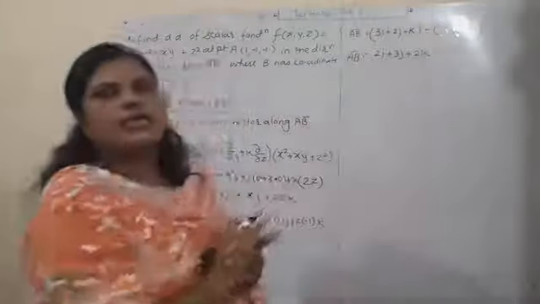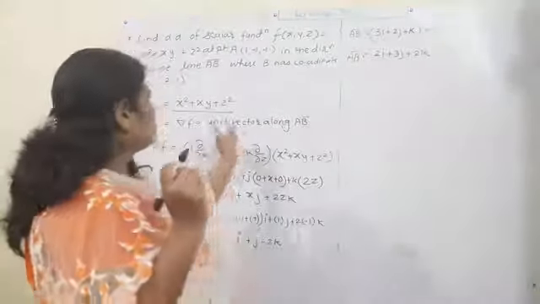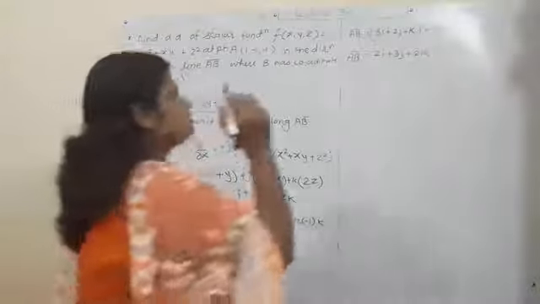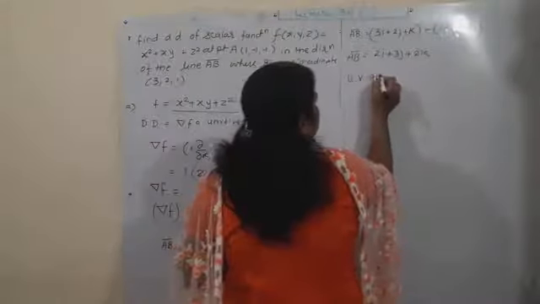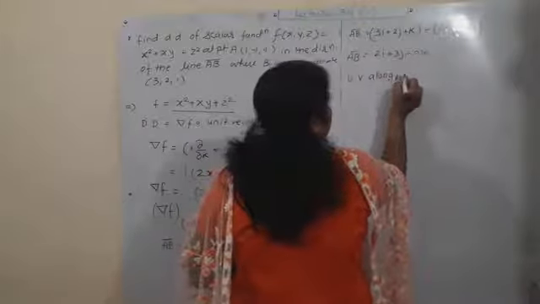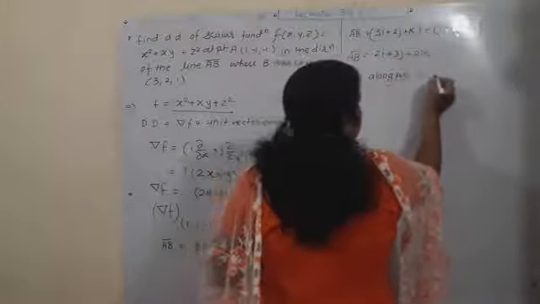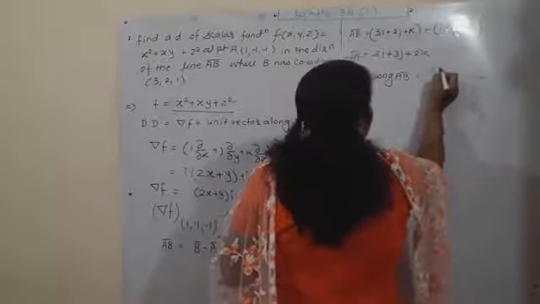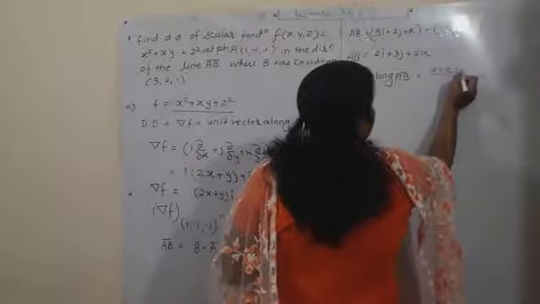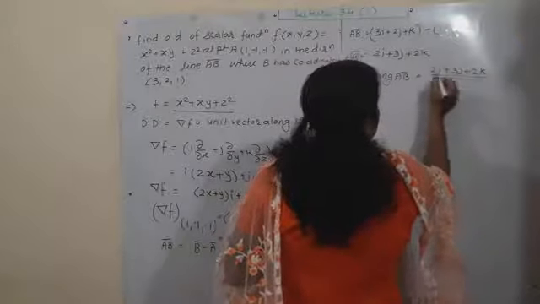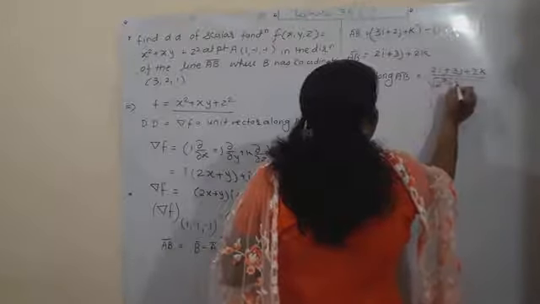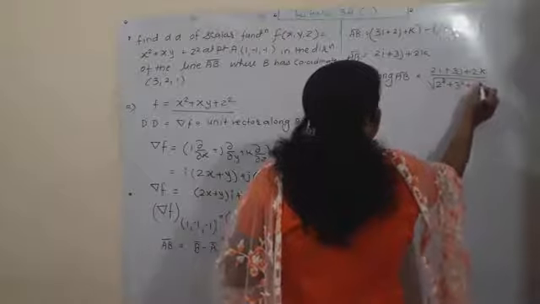We don't simply want AB bar, we also want the unit vector along AB bar. So how do we calculate the unit vector along AB bar? It is the vector upon its magnitude, that is 2i plus 3j plus 2k upon the magnitude, the square root of 2 square plus 3 square plus 2 square.